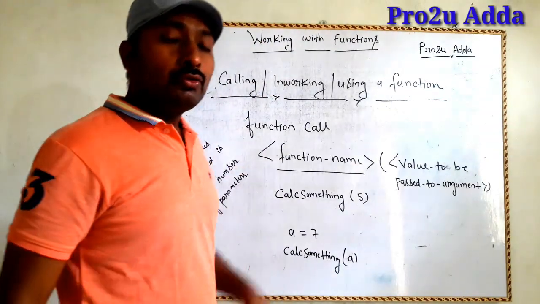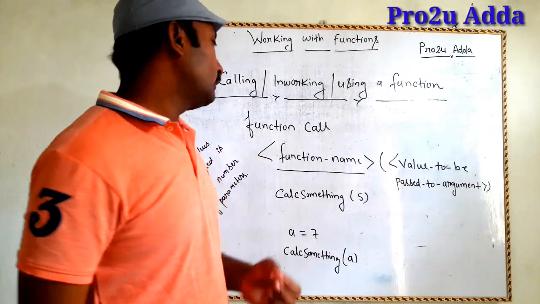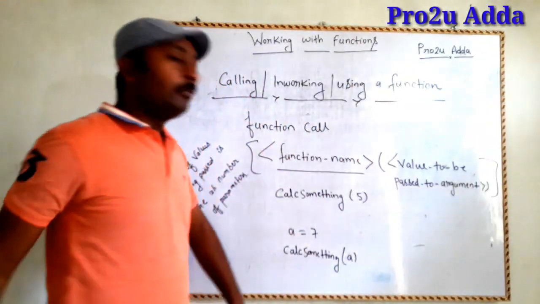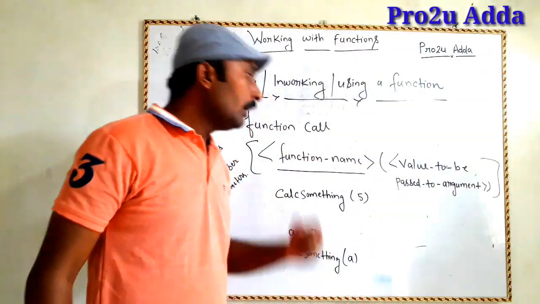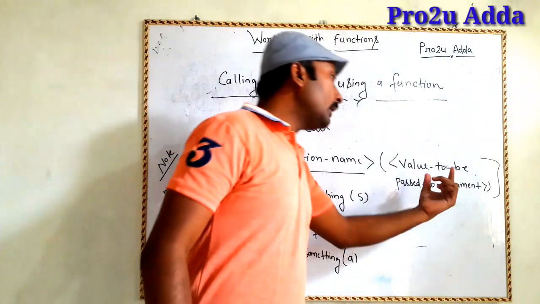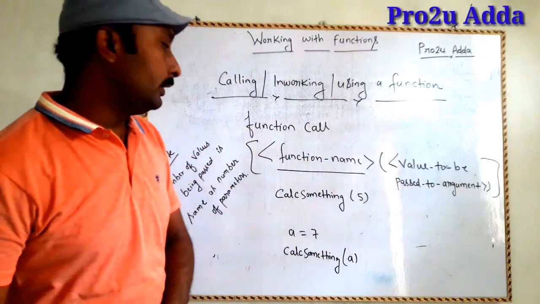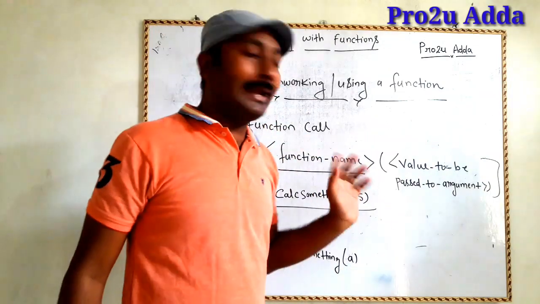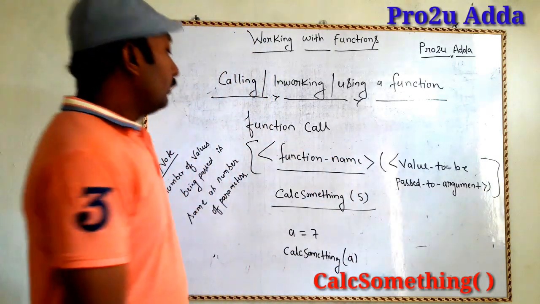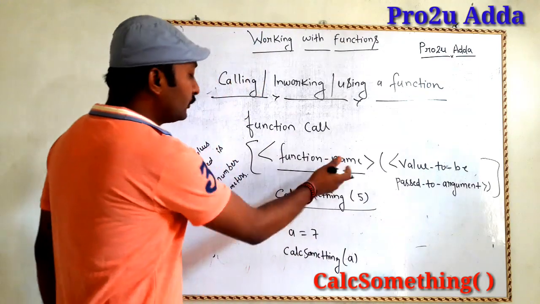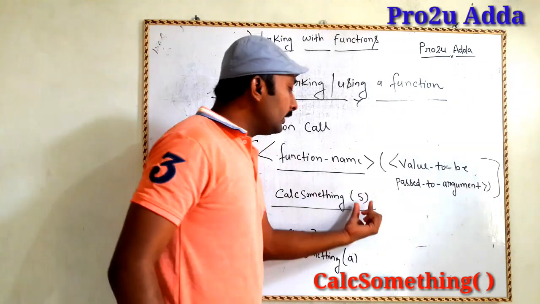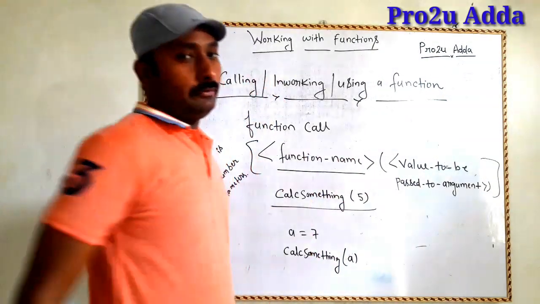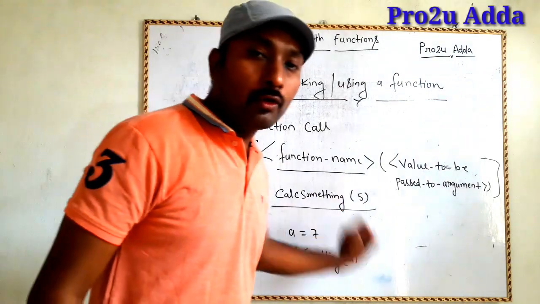To use a function we have to call the function. For calling a function we have to follow this syntax. Firstly we have to mention the function name, and after that the value which is to be passed as an argument. Now see this line, as we have already created one function, calc something. We are going to use the same here. The function name is calc something, and within the brackets we are passing 5. Here 5 is an argument.